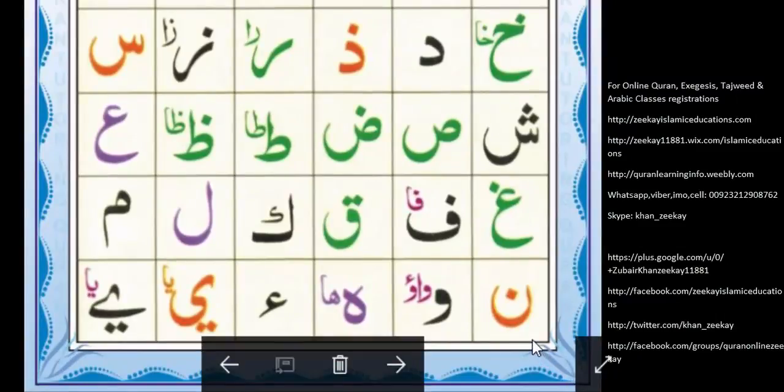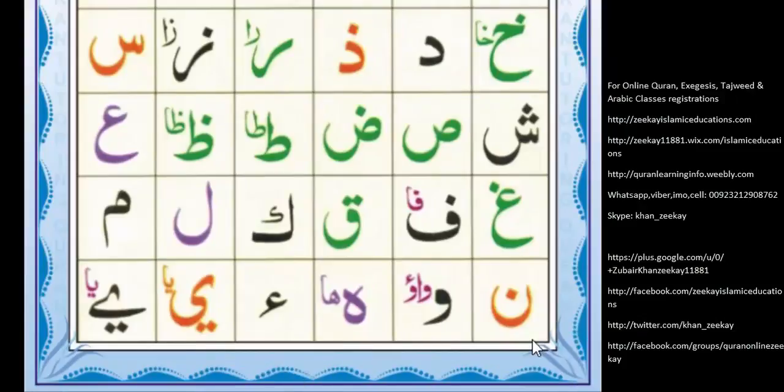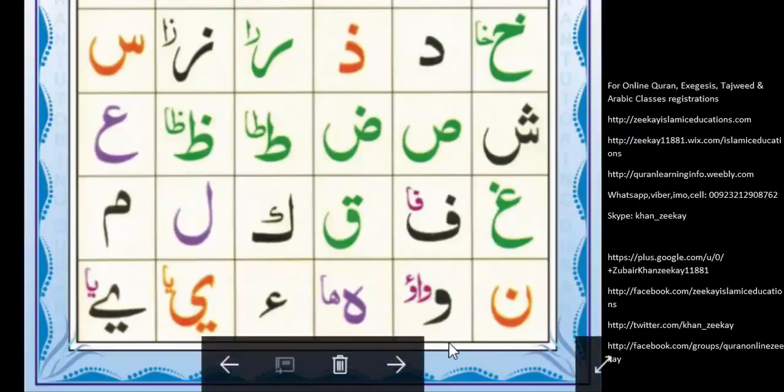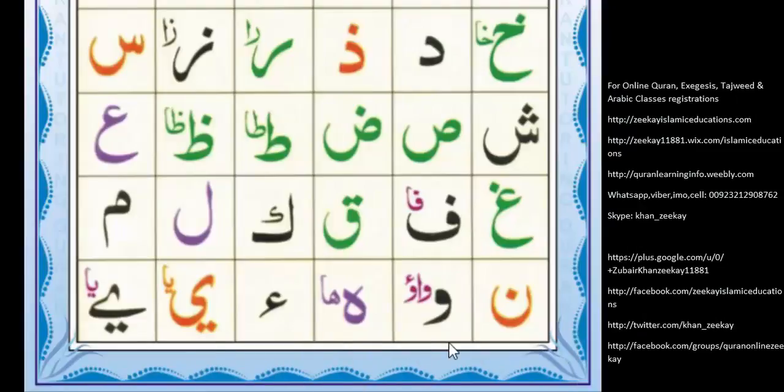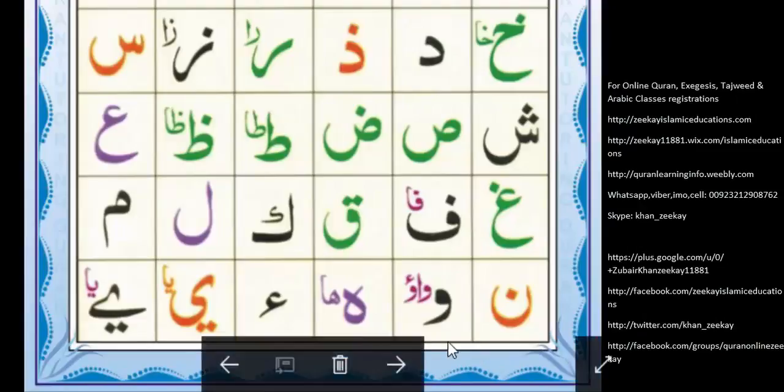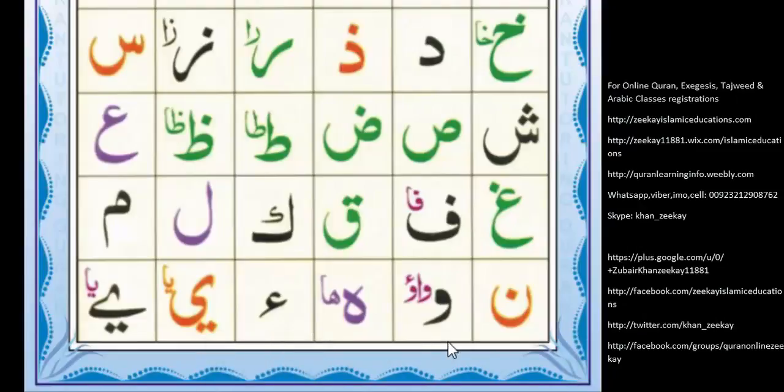Next letter is letter Noon. This letter is pronounced the same as letter Lam and Ra, by touching the tongue's tip to the upper palate, the joining part of the tongue and upper central tooth. Next letter is letter Wow. This letter is also pronounced from the two lips, but the lips will not be joined.